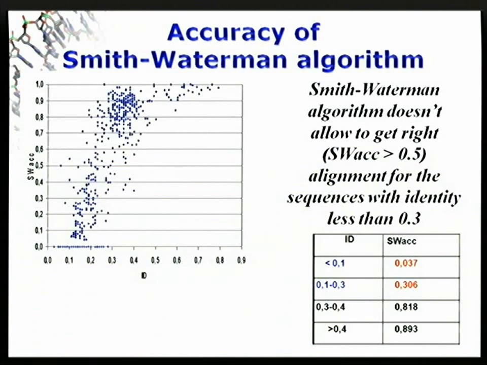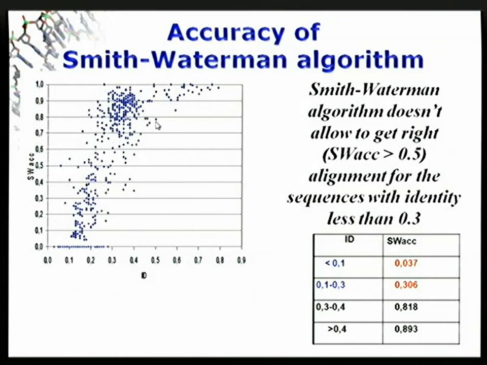And this is the main picture of this part of the presentation. This dot plot, each dot shows a pair of proteins, and on the x-axis we show the identity percent, the percent of identical symbols in the alignment, and on the y-axis we show the accuracy of the algorithmic alignment of these proteins. So, for example, this point corresponds to proteins with 40% identity, and the accuracy of the alignment will be something below 60%.